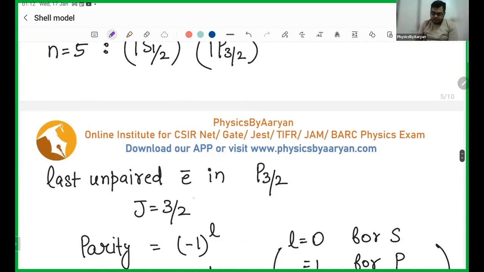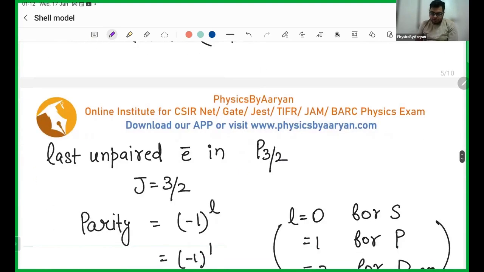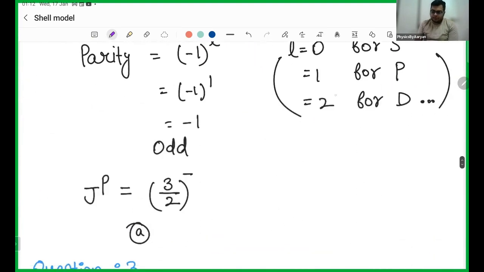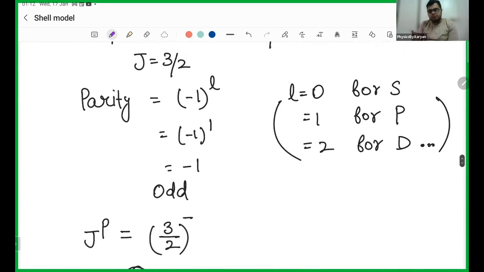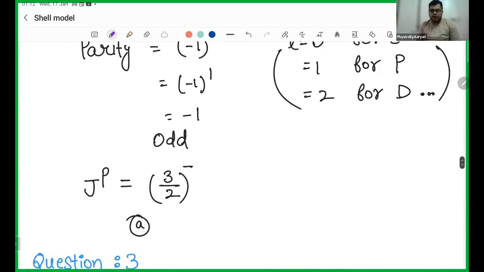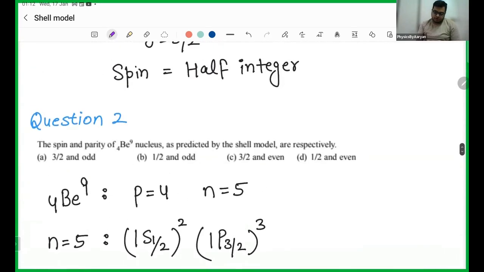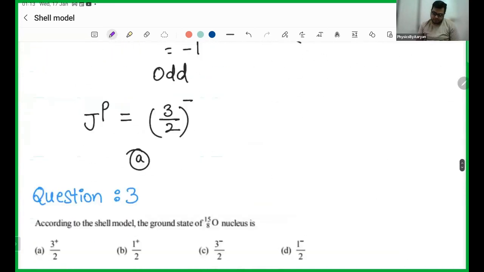Basically, the value of J is 3/2, and the parity is (-1) raised to the power L. For p, your L is 1, right? So (-1) raised to power 1 is -1. So in this case, your parity is odd. How do you write your state? The spin with a superscript minus, so 3/2 minus. So this will be your state. Your spin is 3/2 and parity is odd. So your option A is correct.